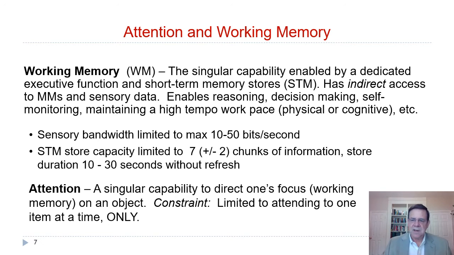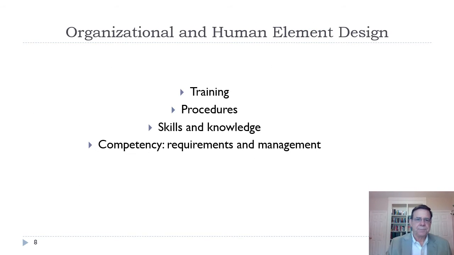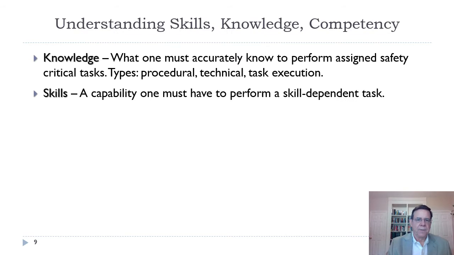Attention is our ability to direct this working memory to an object and bring it into our mind's eye. And we can only attend to one thing at a time, period, hard stop. It's a hard design constraint. As we think we're multitasking, our attention is switching between what we're attending to, and there is a penalty for switching. Now we're going to move on to organizational and human elements, and specifically those listed here.